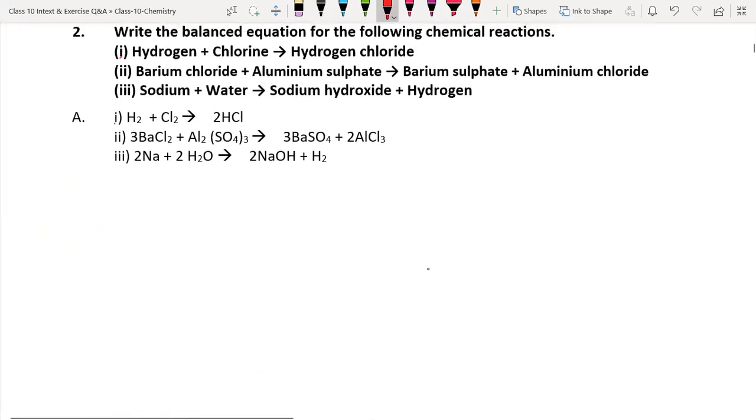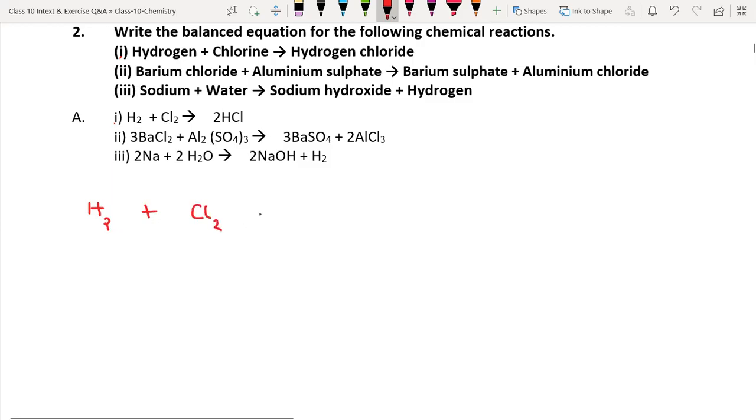Second question, write balanced equation for the following chemical reactions. First, hydrogen plus chlorine gives rise to hydrogen chloride. Guys, hydrogen chloride or hydrochloric acid, both are the same. Now hydrogen, everyone will make a mistake here. Hydrogen, they will take just H. H is the symbol for hydrogen, but while coming to chemical reactions, you have to write H2. So H2 is reacting with chlorine, Cl2.